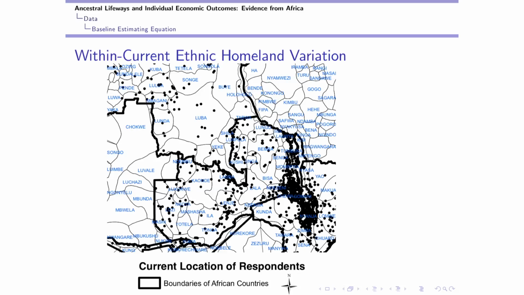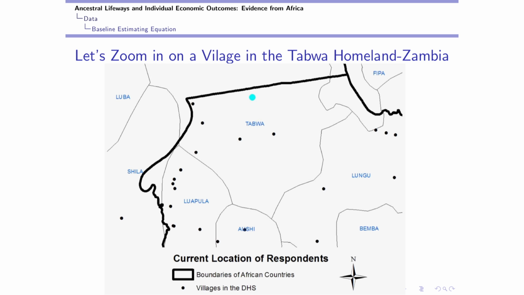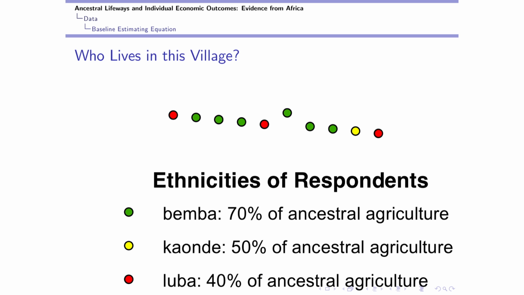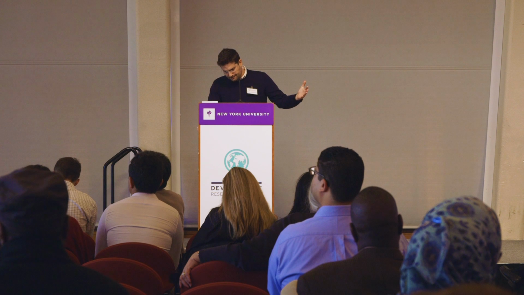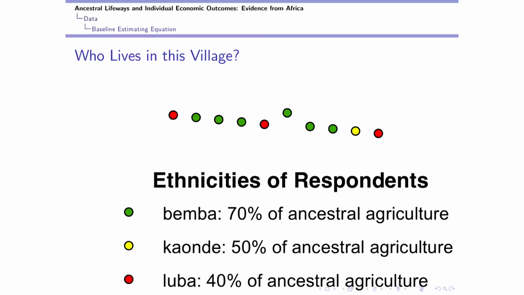These are villages. This is Zambia. And the dots are villages. This is one particular village. Let's zoom in. These are my respondents. Here we have 3 different types of guys. The Bemba, who are predominantly agricultural people, at least in the past. There is one guy that belongs to the Kaonde group. He was half pastoralism, half agriculture. And the Luba, who were mostly doing pastoral activities in the past.